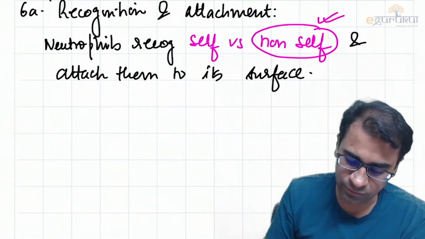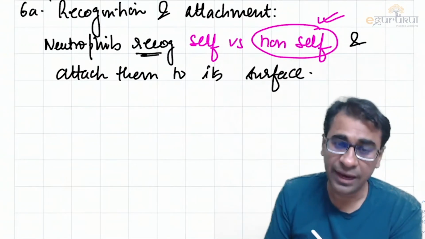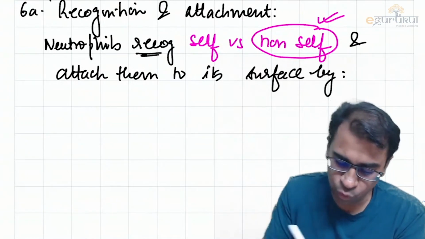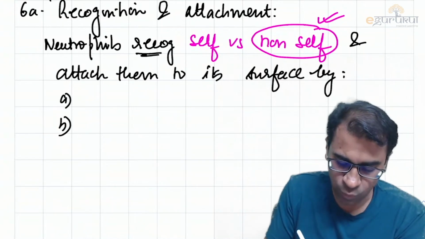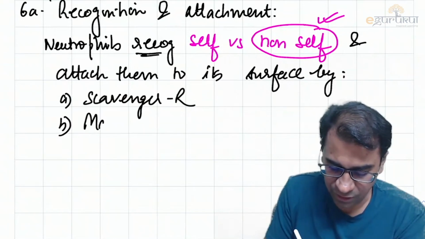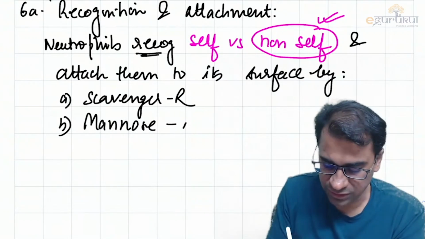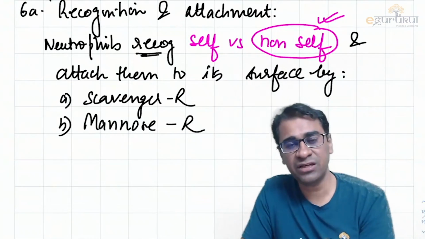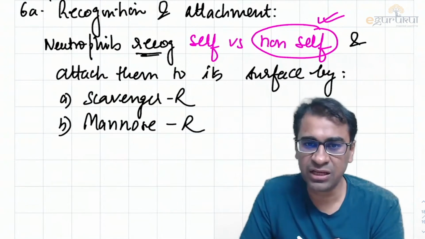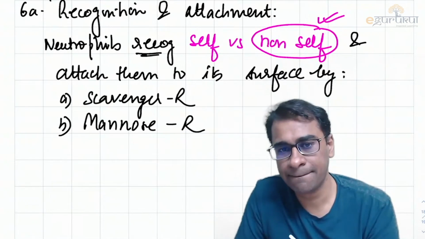This whole recognition occurs by two types of receptors. One is scavenger receptors and one is mannose receptors.